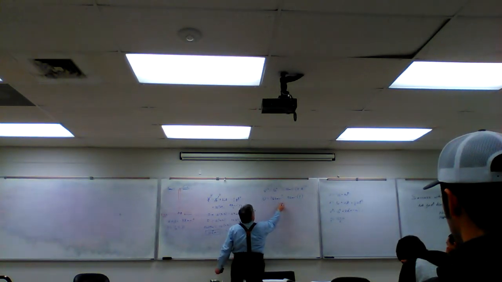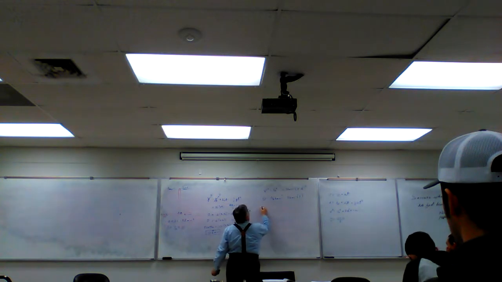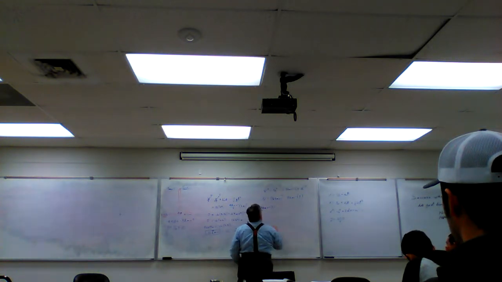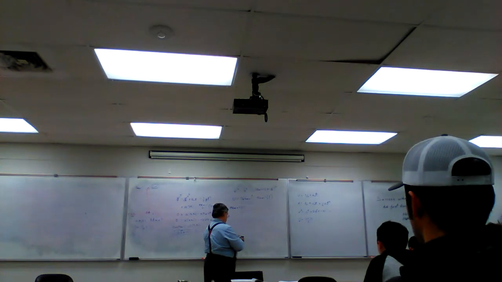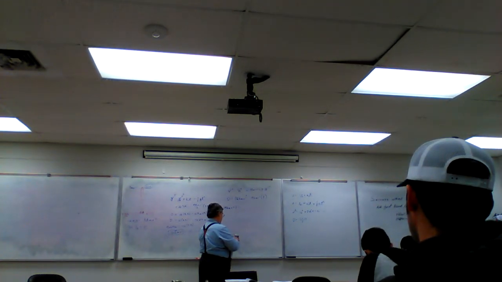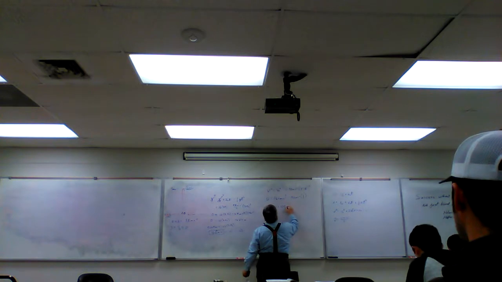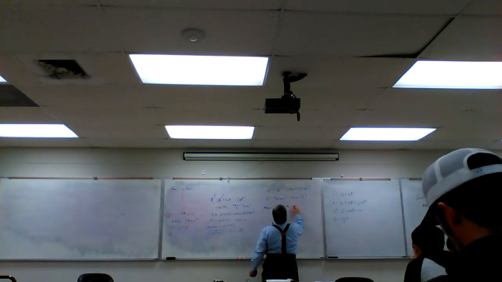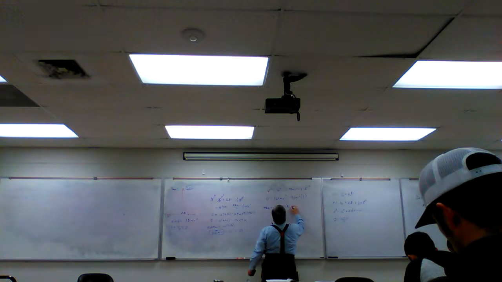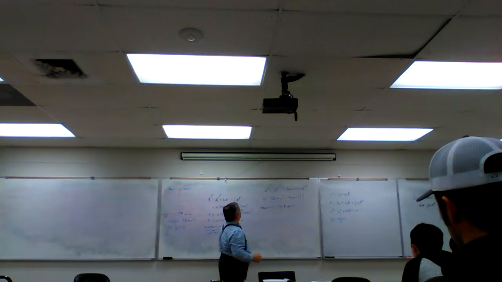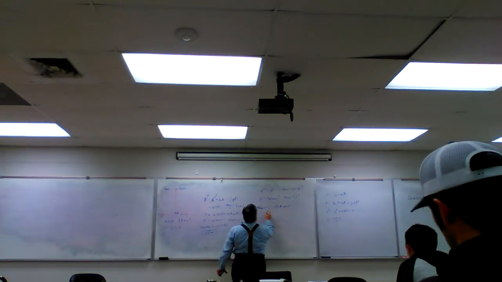Subtract this from both sides, and we end up with 19.6 meters per second squared times Y is equal to, what's 16.66 squared? 277.78 meters squared per second squared. Divide both sides by 19.6.